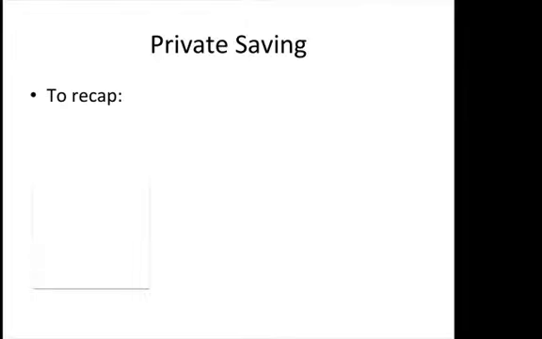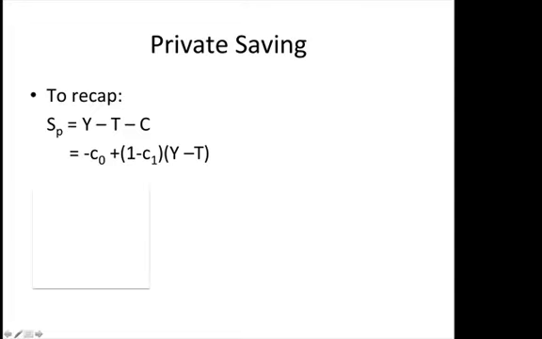Now let's recap. Private saving, again, is equal to disposable income less consumption. From the previous slide we know that this relationship can be re-expressed as private saving equal to minus the autonomous consumption plus the product of the marginal propensity to save, that is 1 minus C1, and disposable income. Now let's see what will happen to private saving if each of these factors changes.